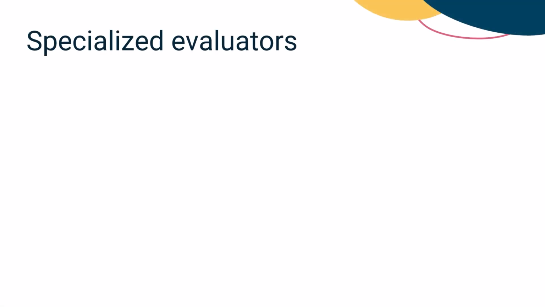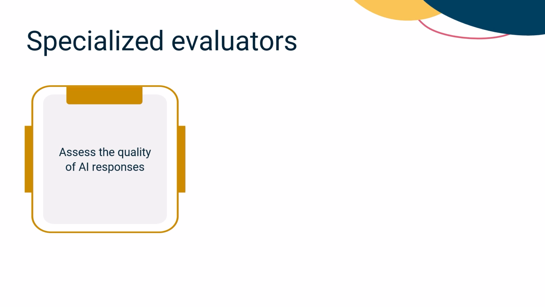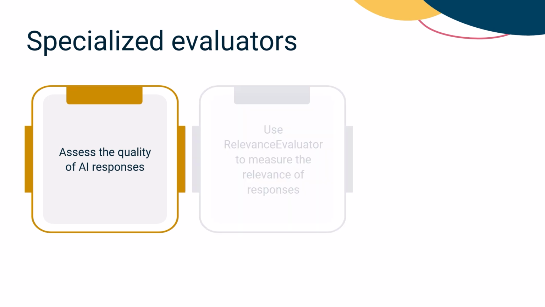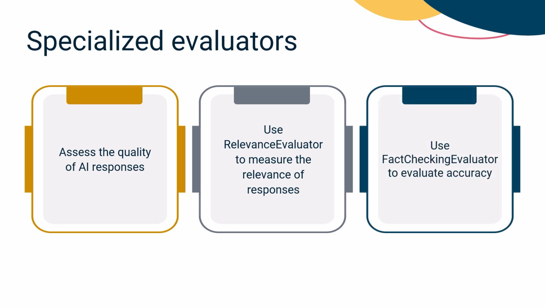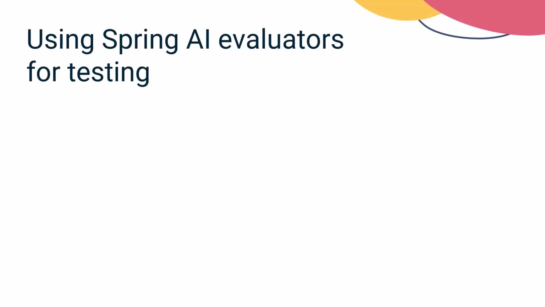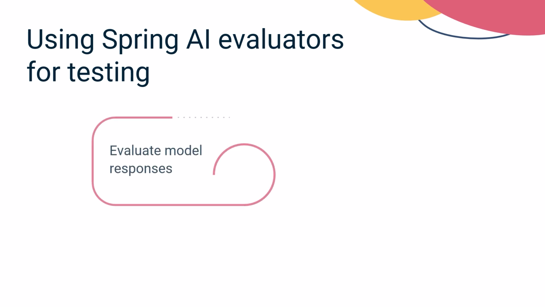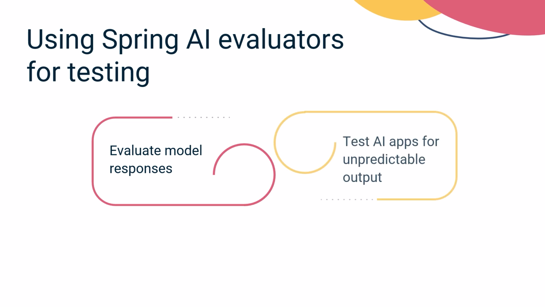Spring AI provides specialized evaluators to assess the quality of AI responses. These include the Relevance Evaluator to measure how relevant an AI-generated response is to a given prompt, and the Fact-Checking Evaluator to evaluate factual accuracy. The Spring AI Evaluator API allows you to implement various strategies to evaluate model responses. This is particularly helpful for testing AI applications where the exact output is unpredictable.